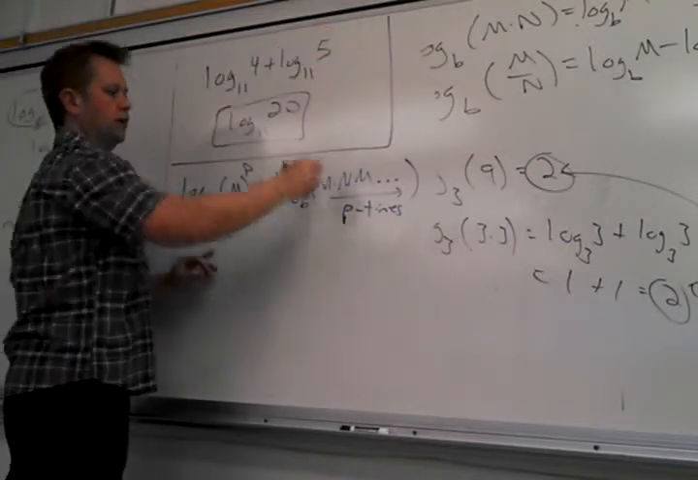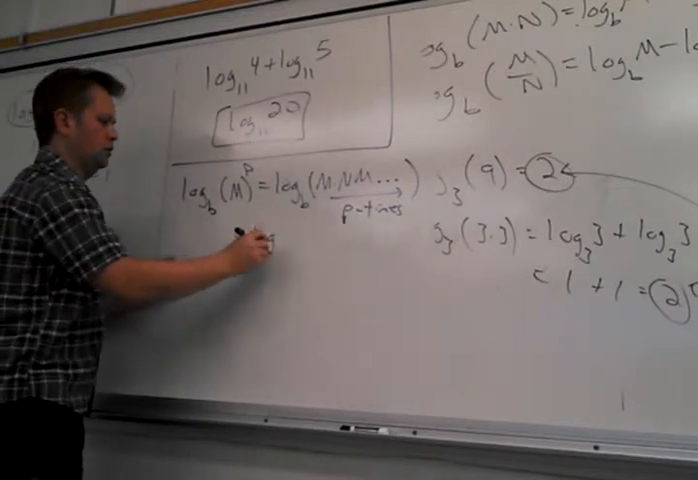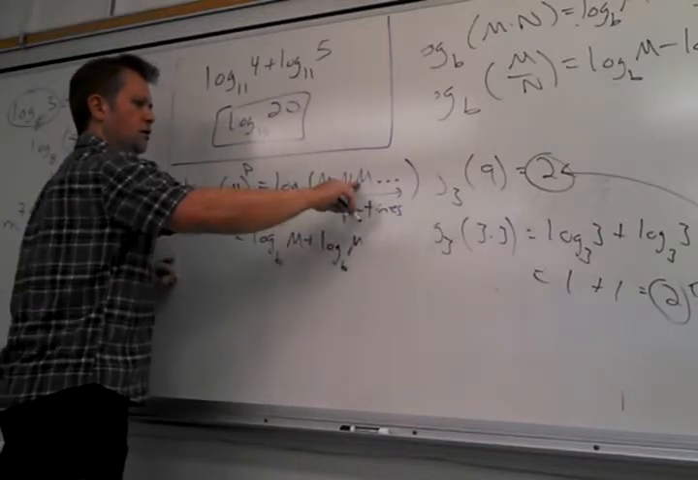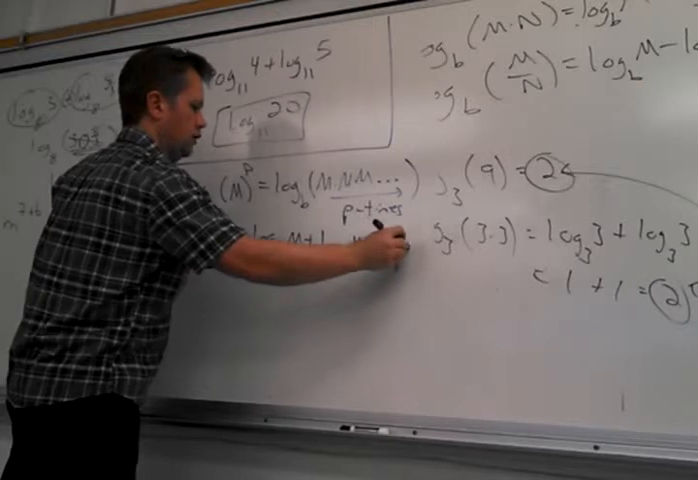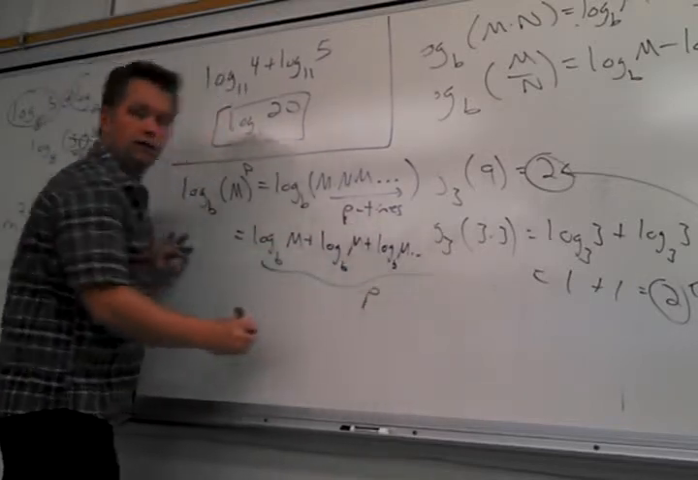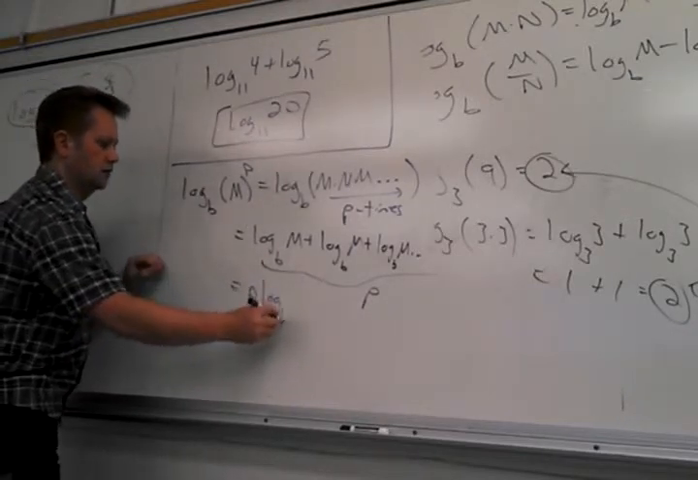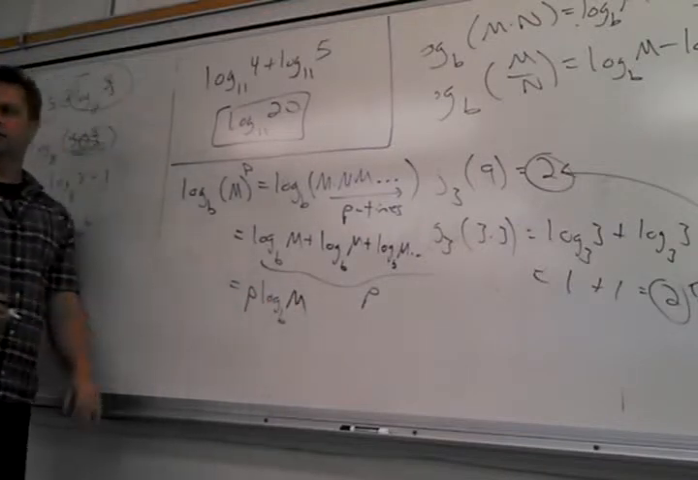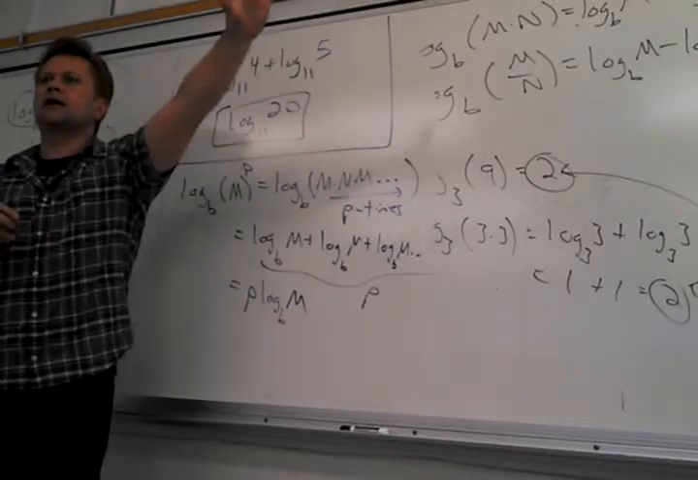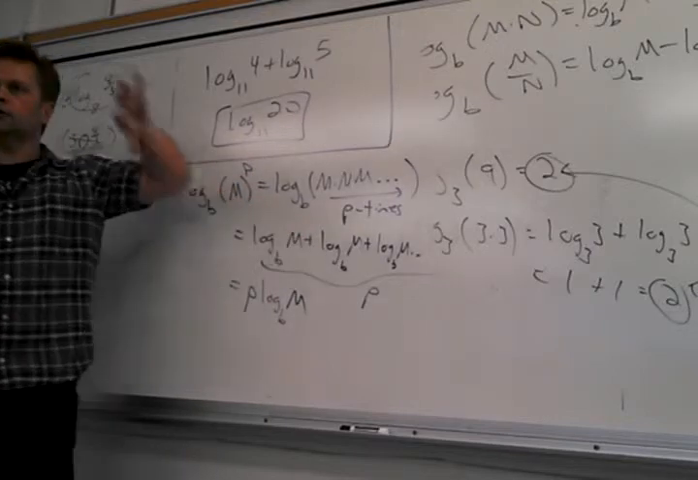And what's the property say? When I'm multiplying, I can make it the sum of the logs, right? So wouldn't this be log base b of m plus log base b of m plus log base b of m? How many times? P times. There's p of these things, right? So what's a better way to write that? P times this. So you get p log. If I have x plus x plus x plus x 7 times, that would be 7x. So I have this plus this p times, so it's p times that.